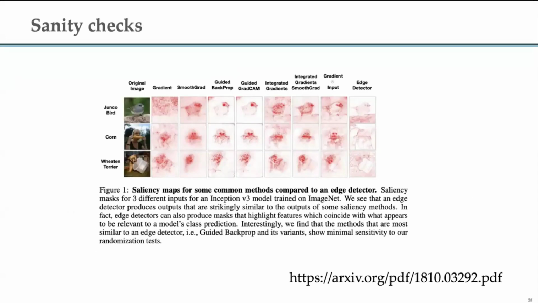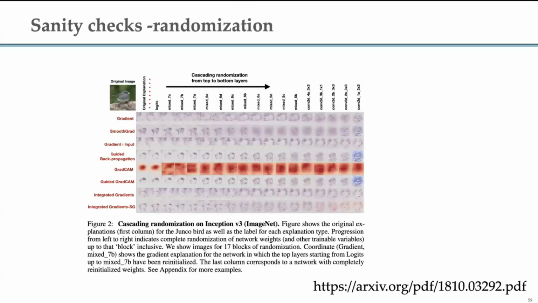In the original sanity checks paper, they took these different methods and noted that they look a lot like edge detectors, so they are highlighting the areas of most contrast potentially. Then they proposed an approach where you take a trained network and, in a cascading fashion, randomize the weights, going from a fully trained network to a fully random network. What you find is that for some methods, you can randomize a lot of the network and still get the same saliency map, which is obviously not desired.